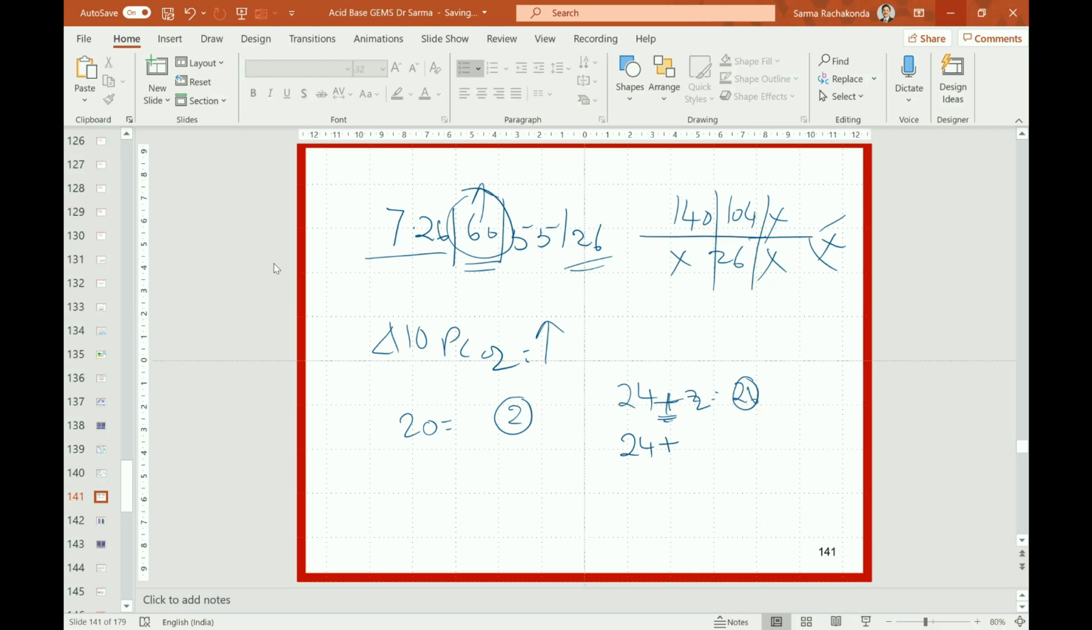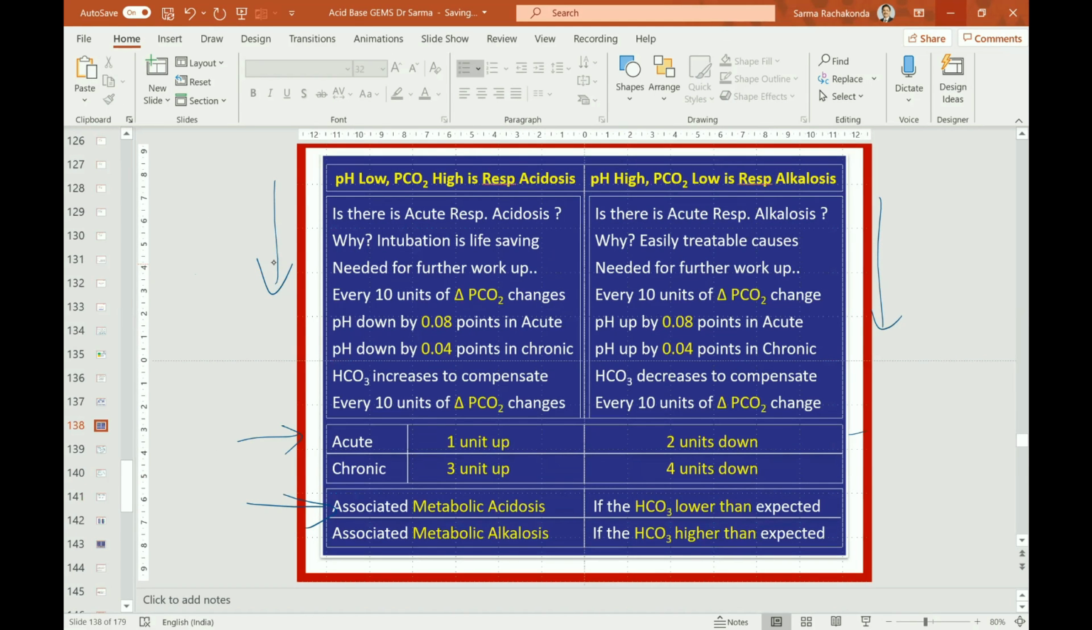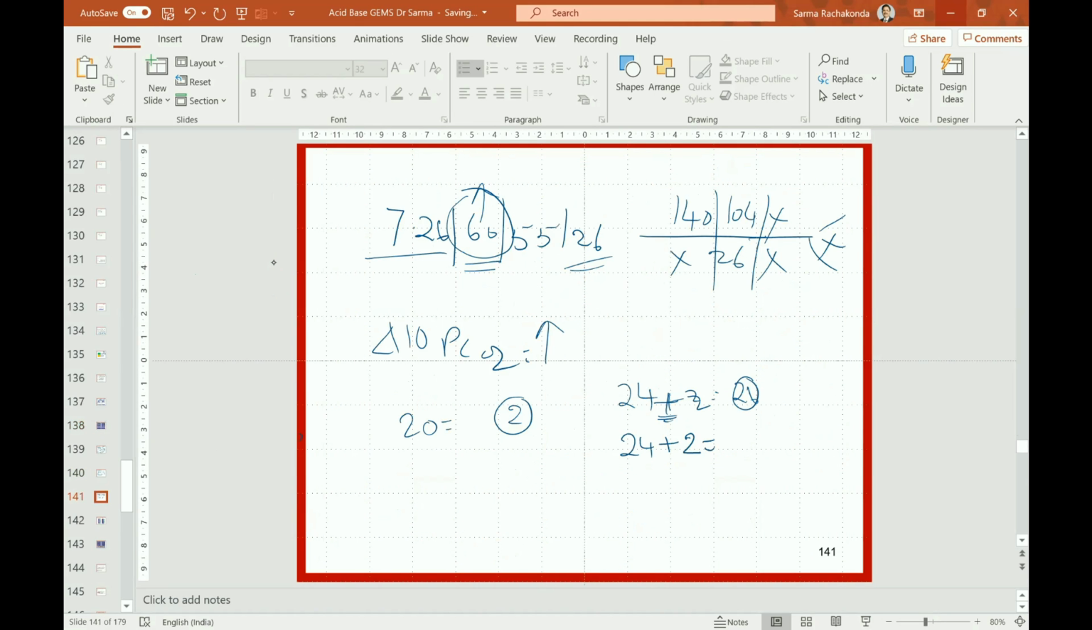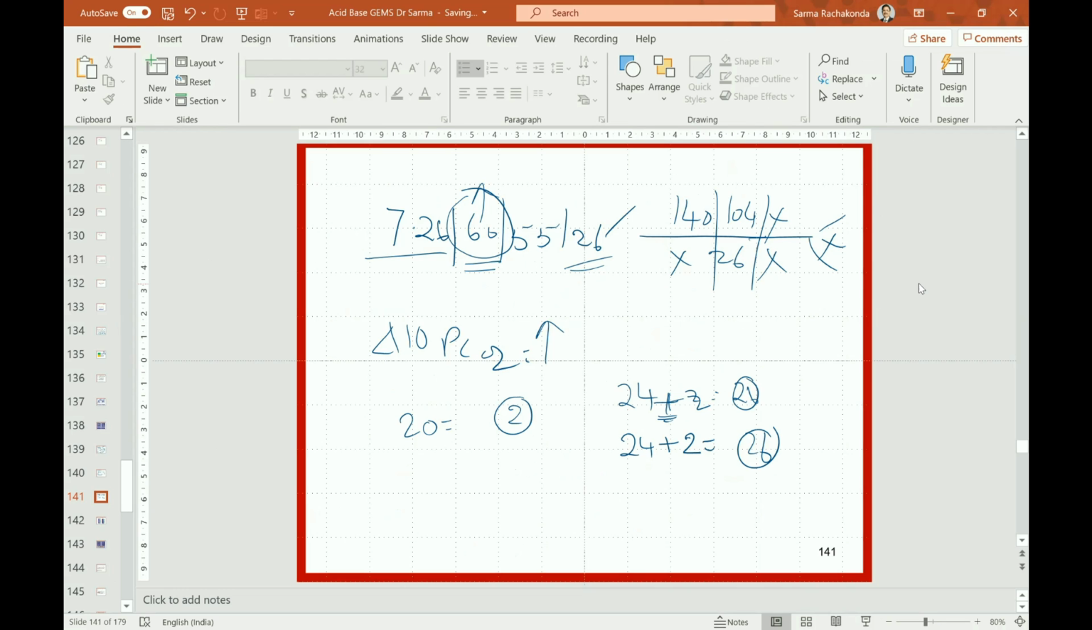It is acute respiratory acidosis, so expect the bicarbonate to go up. We know that for every 10 units, one unit goes up, that up is important. So we have added that up, 26, and the observed bicarbonate is also 26. Then no more workup, we are very happy. It's an acute condition, put the tube, it may be all right, and you don't have to worry, it doesn't have any mixed disorder. Okay? So this is how you solve the problem.